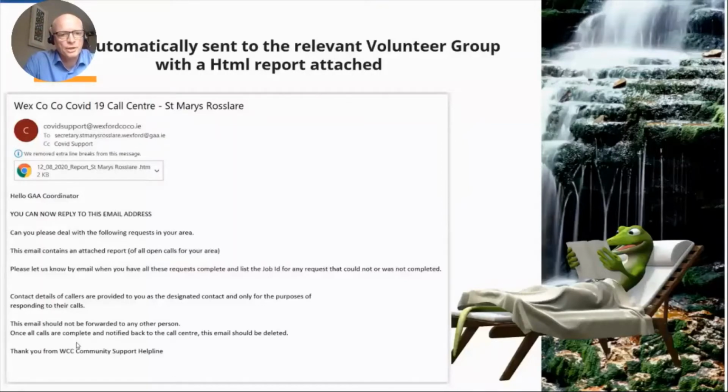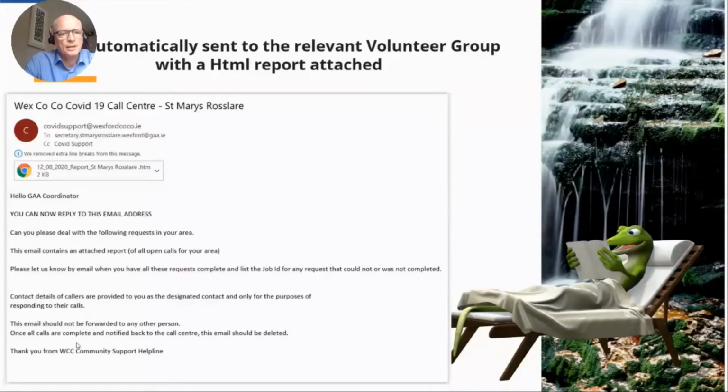We kept a generic "Hello GA volunteer," but obviously this one went to the secretary at St. Mary's Rosslare. And, you know, "Can you complete the following request?" We gave them critical information, and that information changed, and that actual email was in a state of flux as we went through the process and the lockdown. But there's the HTML report attached.